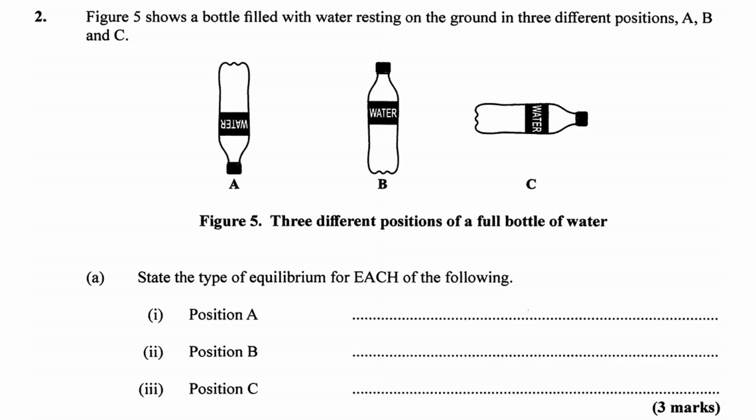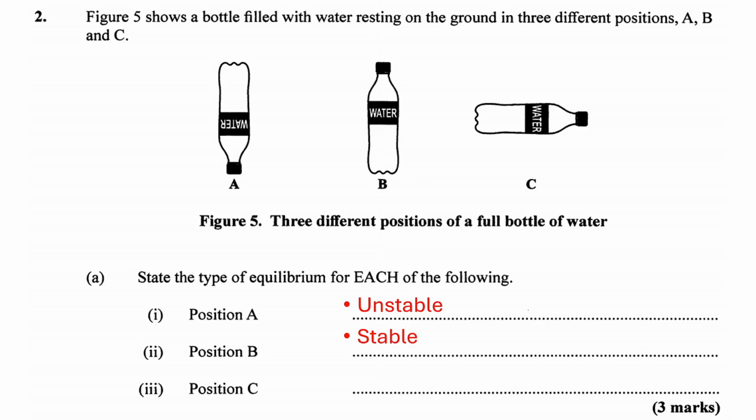Question 2. Figure 5 shows a bottle filled with water resting on the ground in 3 different positions, A, B, and C. We're to state the type of equilibrium for each of the following. Position A will be unstable equilibrium because it is easily toppled over. Position B is stable equilibrium because it is not so easily toppled over. A has a smaller surface area, B has a larger, not surface area, but I meant to say base.